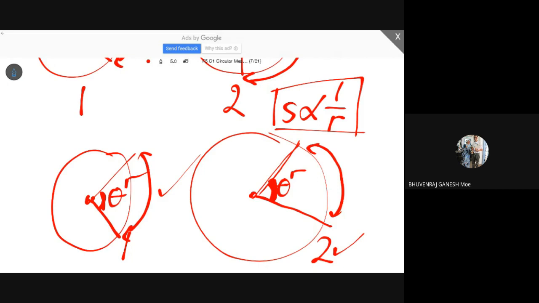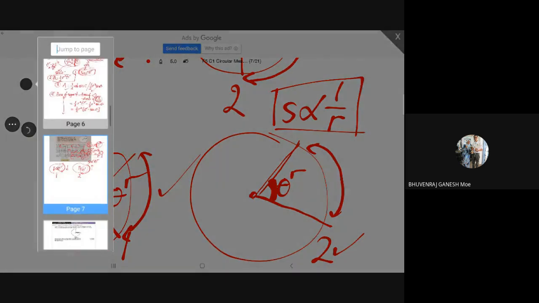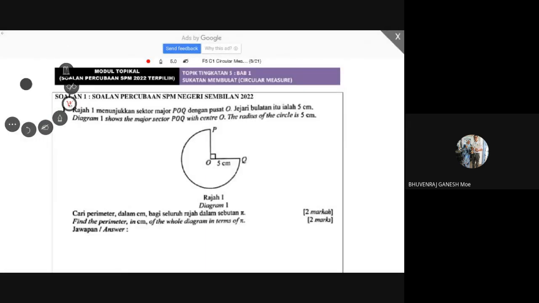Okay, so until you can understand, now we go to questions. Kita pergi soalan sekarang. 30 minutes we talk a bit, so 1 hour kita practice. 1 jam kita buat soalan. Until everyone is okay, can respond? Okay, good. So now we go to questions.